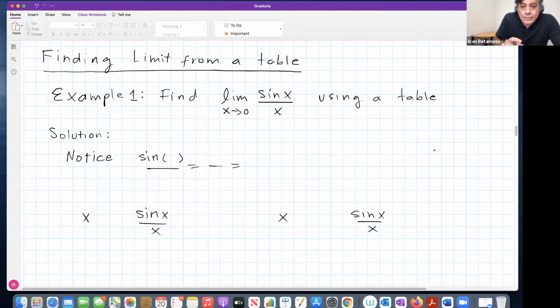It always works. If you create a table and look at the output values, where are they approaching, then you will get to see the limit, okay? Even if you don't have the graph. So let me show you. And then we'll go over some examples on worksheets.